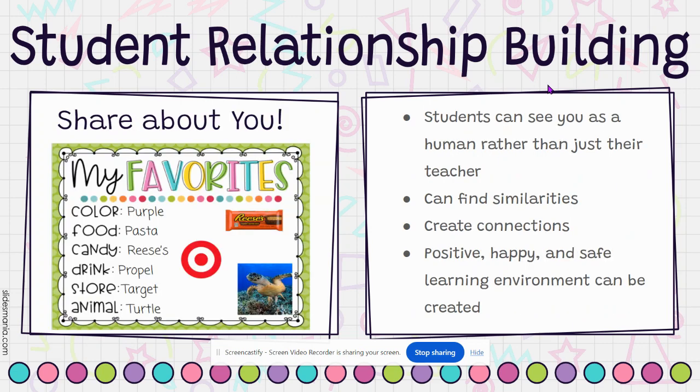Also, share things about you. You can share your favorite color, food, candy, drink, the favorite store, or animal. Students can see you as a human rather than just their teacher. It helps create that connection and that bond with your student. They can find similarities with you and create that positive connection. They might see, I really like shopping at Target too. Maybe you guys can talk about Target, or maybe you can include that in your lessons. It helps to create a positive, happy, and safe learning environment.